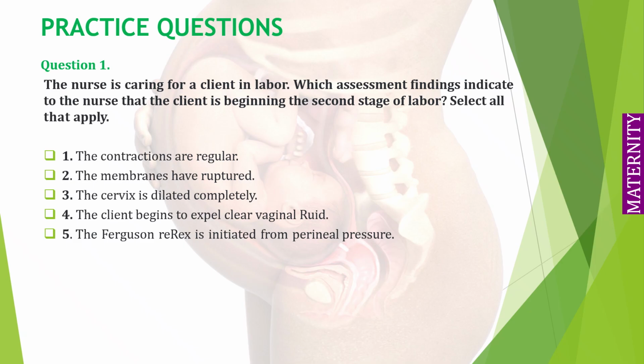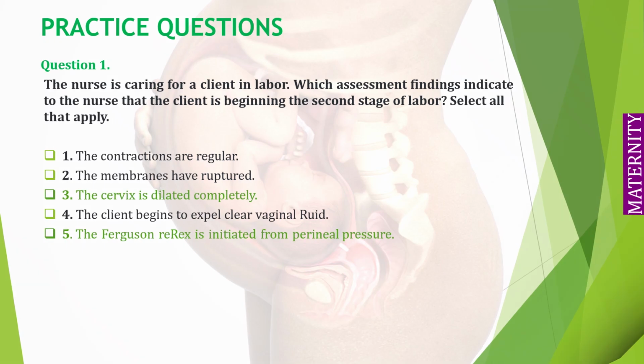1. The contractions are regular. 2. The membranes have ruptured. 3. The cervix is dilated completely. 4. The client begins to expel clear vaginal fluid. 5. The Ferguson reflex is initiated from perineal pressure.